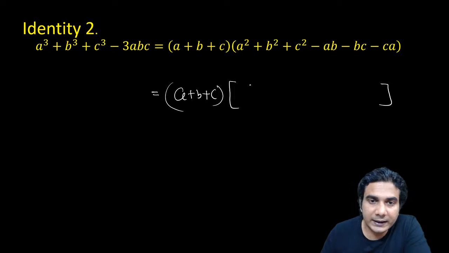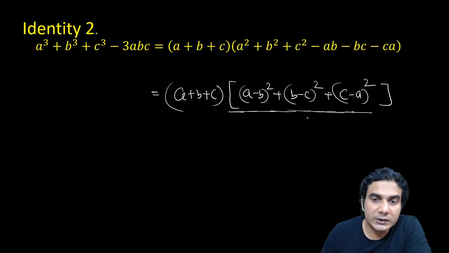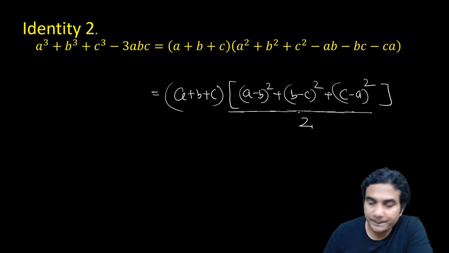You can write the second expression as (a minus b) the whole square plus (b minus c) the whole square plus (c minus a) the whole square. So many questions can be formed on this formula, right? I'll tell you some questions about this identity.